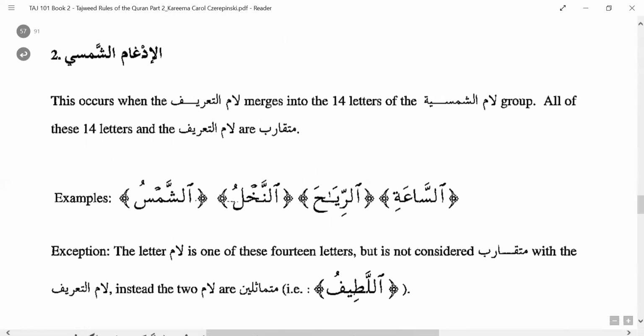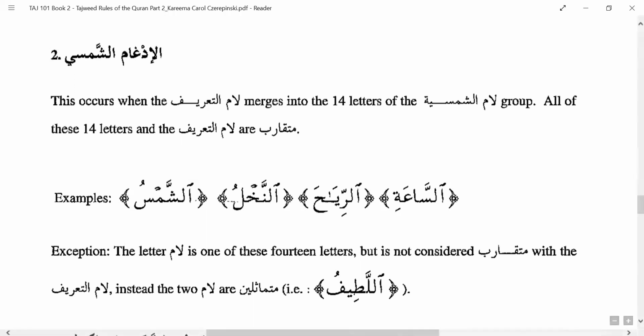Okay, then you have idgham shamsi. This is again lam sukun. Okay, you have here al, the lam is sukun. This happens with the 14 letters of Shamsiyya letters. All the 14 are close to the makhraj of lam. These are the alphabets where you do the idgham Shamsiyya.